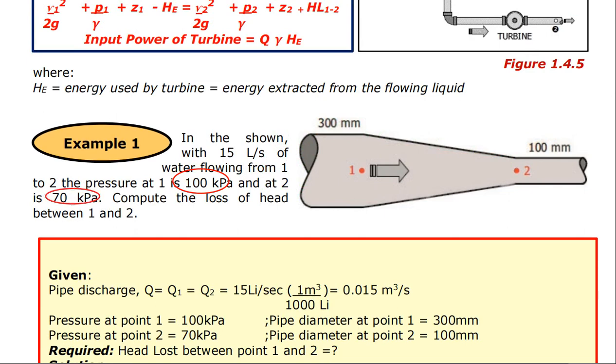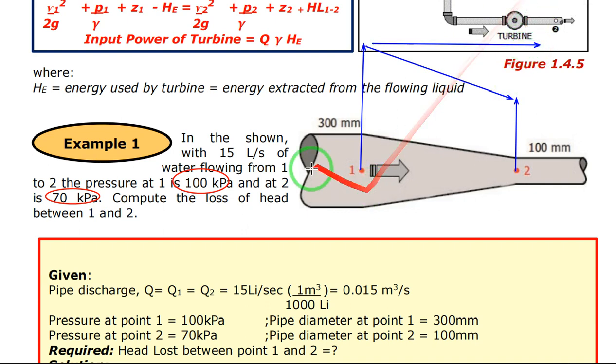So the total energy at point 1, let's say for example, is this one, and the total energy at point 2 is this one. So the vertical distance between the total energy at point 1 and the total energy at point 2 will be your head loss. So this will be your head loss. The distance from this point kutob ani nga horizontal line.